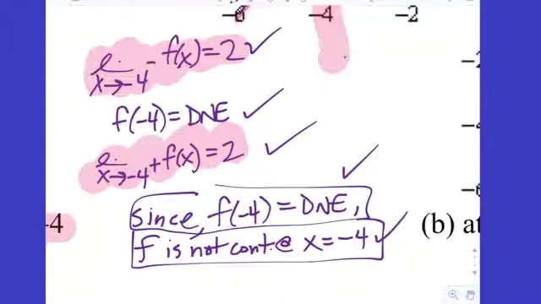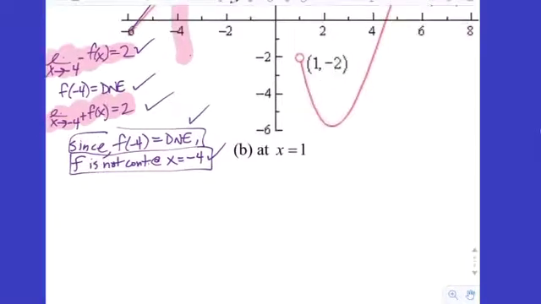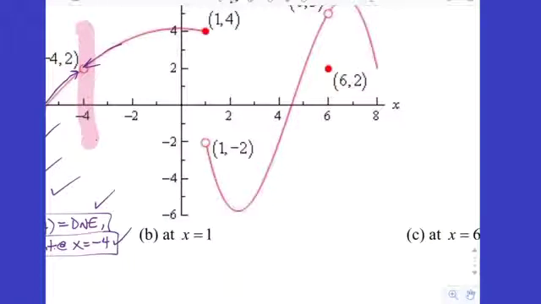And here's how you would do it again. If any one of them fails to exist, that's a good enough reason. Or if any 2 of them do not equal each other, but are finite actual values, that's enough right there. It's only if all three of them do exist and are the same that it is continuous. Now, because the general limit exists, but the function value doesn't, that's why we have a hole there at x equals negative 4.